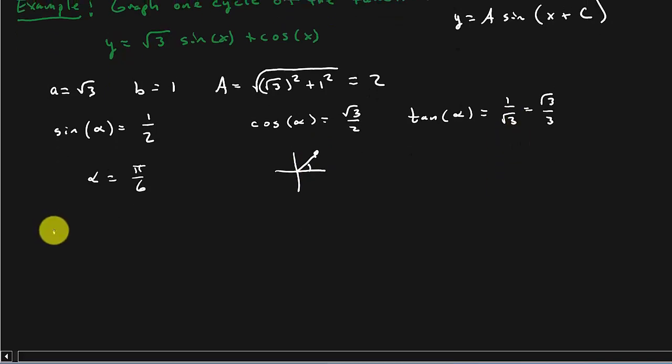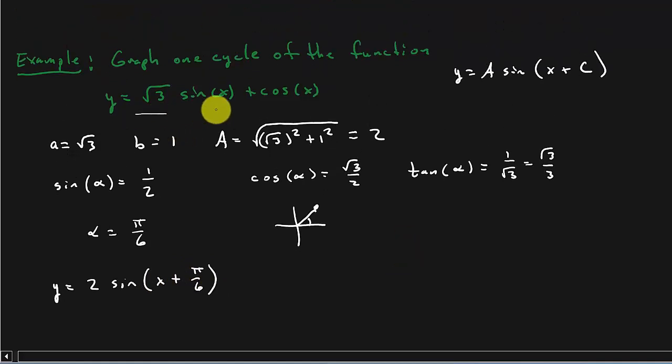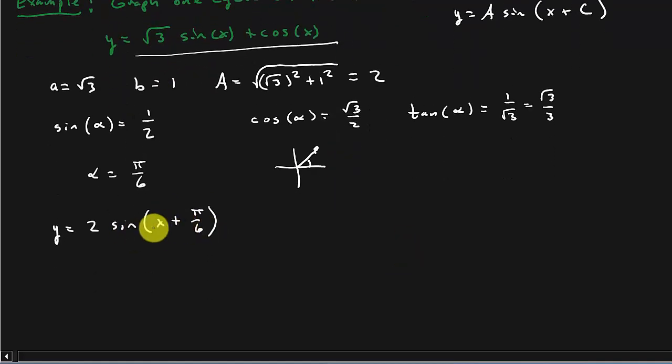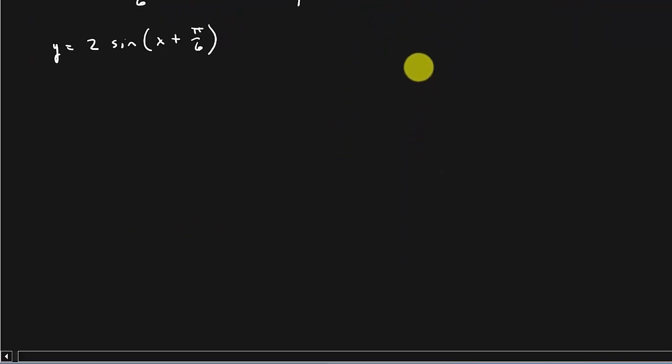So we can write this as y equals 2 sine of x plus pi over 6. And now look at this. Instead of graphing this, we can just graph this. So let's do that. Now, if you're at this point in trig, then you know how to graph already. Okay? So I'm going to go through this next part kind of quick.